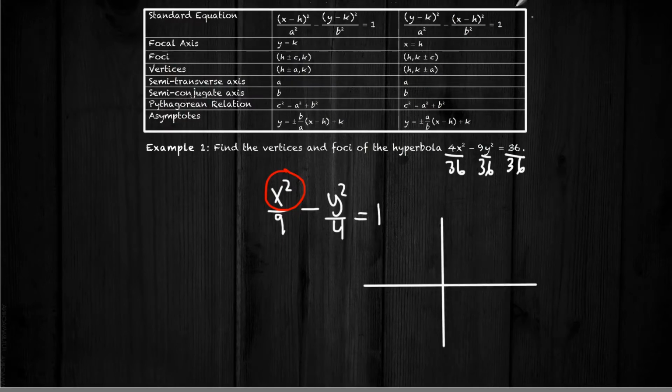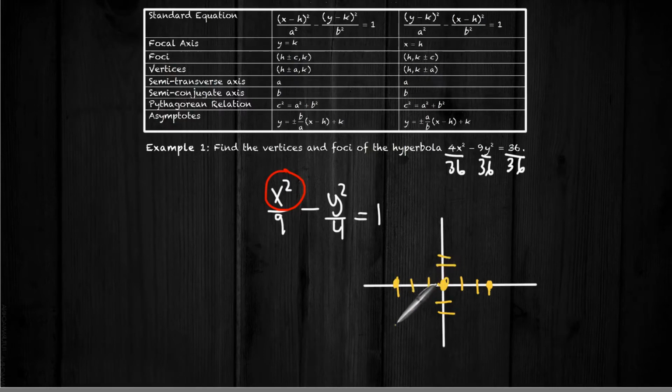So our center is 0, 0. So let's just put that right there. And actually we will use a different color for the sketching. So we will put our center at 0, 0. And then we are going to go right 3 and left 3. And that's our A. We're going to go up 2 and down 2. Now, because x is first, that means right and left is where our vertices are going to be. So we will put a vertex at 3, 0 and a vertex at negative 3, 0.